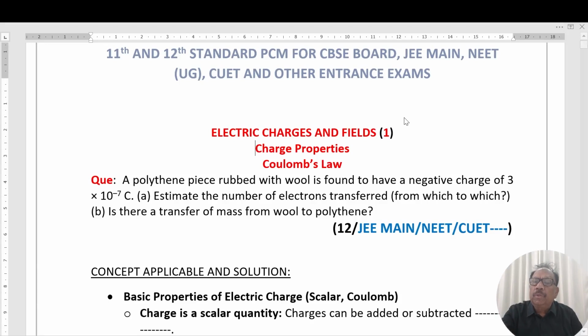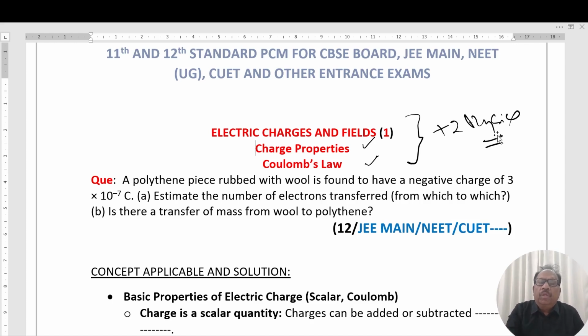In today's session, I'm going to discuss the very basics of charge properties and Coulomb's law, under the chapter Electric Charges and Fields, Class 12 physics. Right? Now, let's start the question.